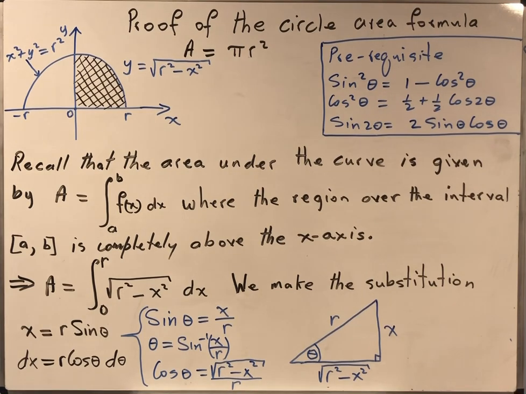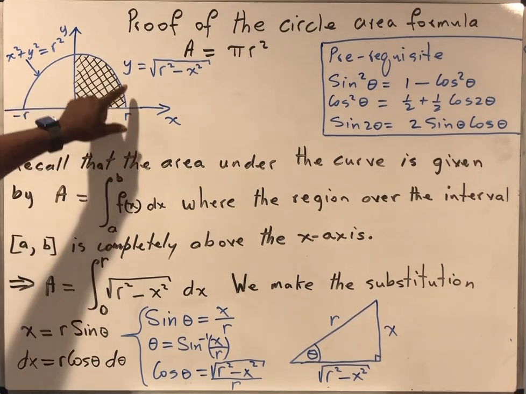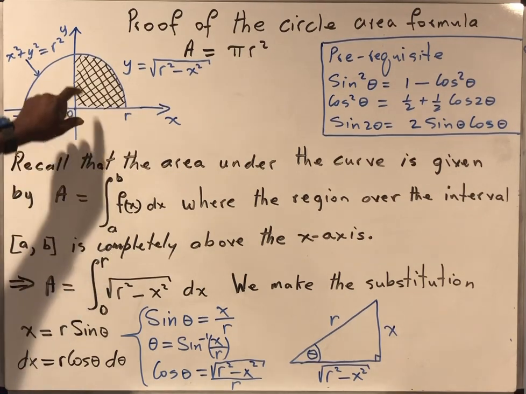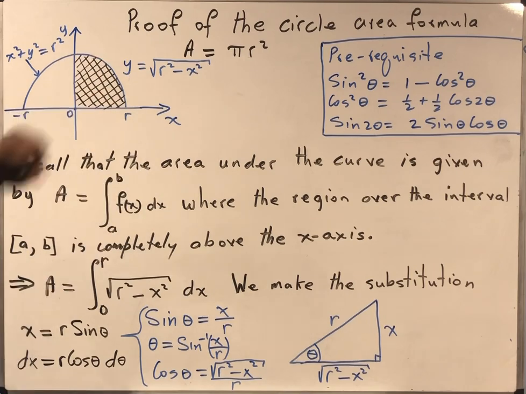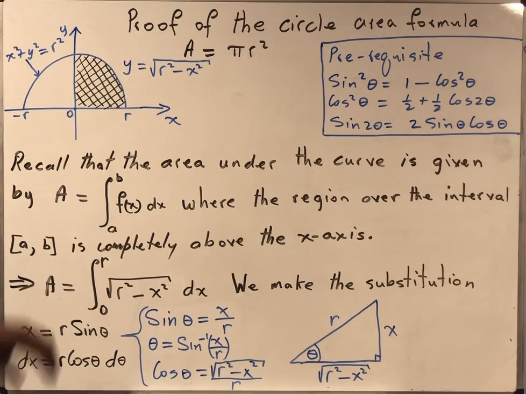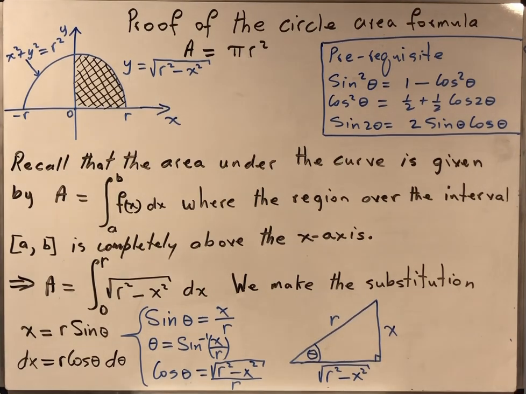We'll only look at this quadrant, 1/4 of the circle, and whatever value we get for the area of this quadrant, you multiply that by 4 to give the area of the complete circle. That is what we will show right here.